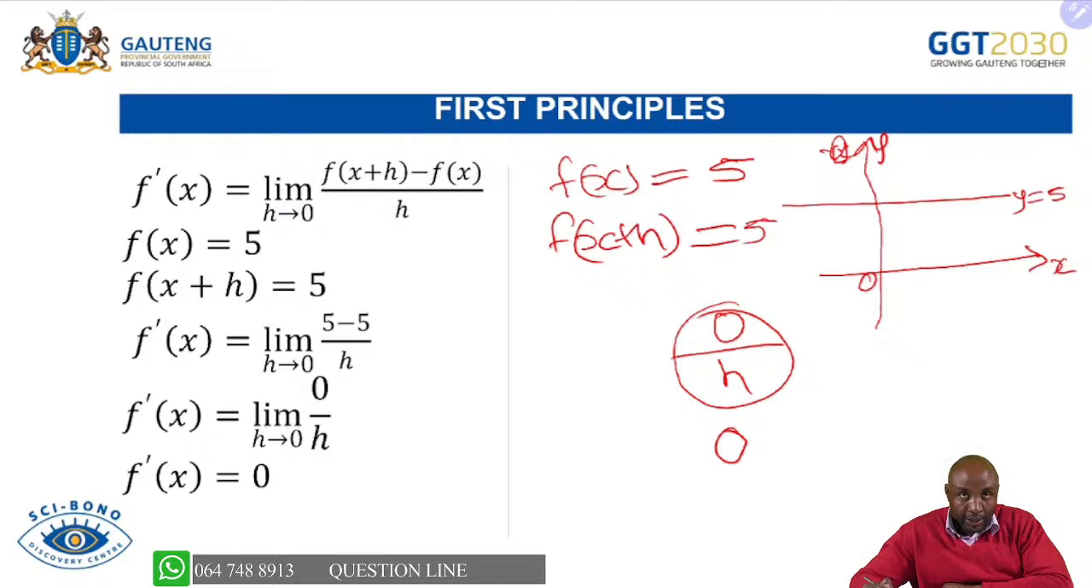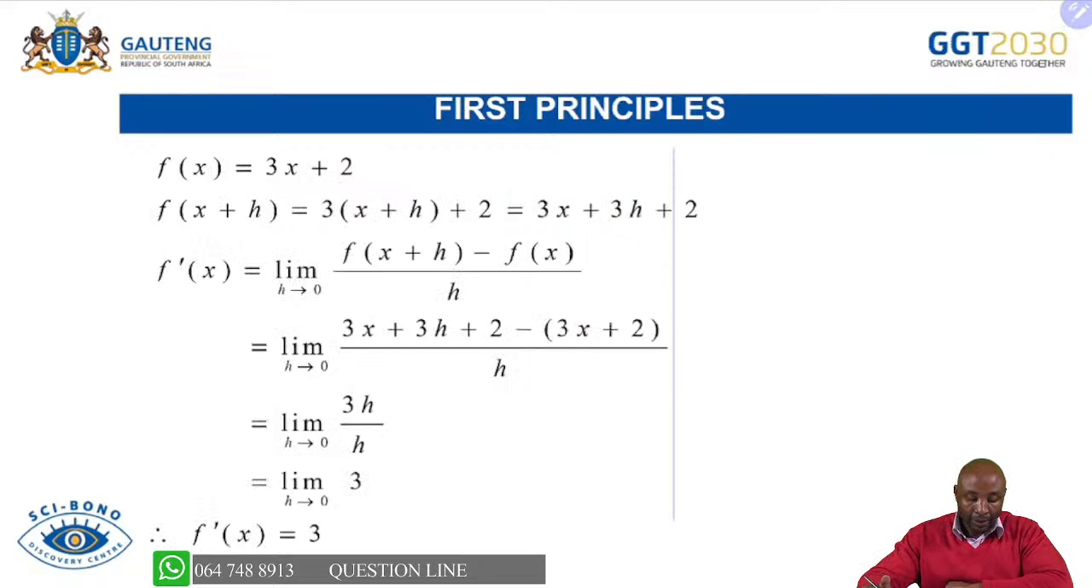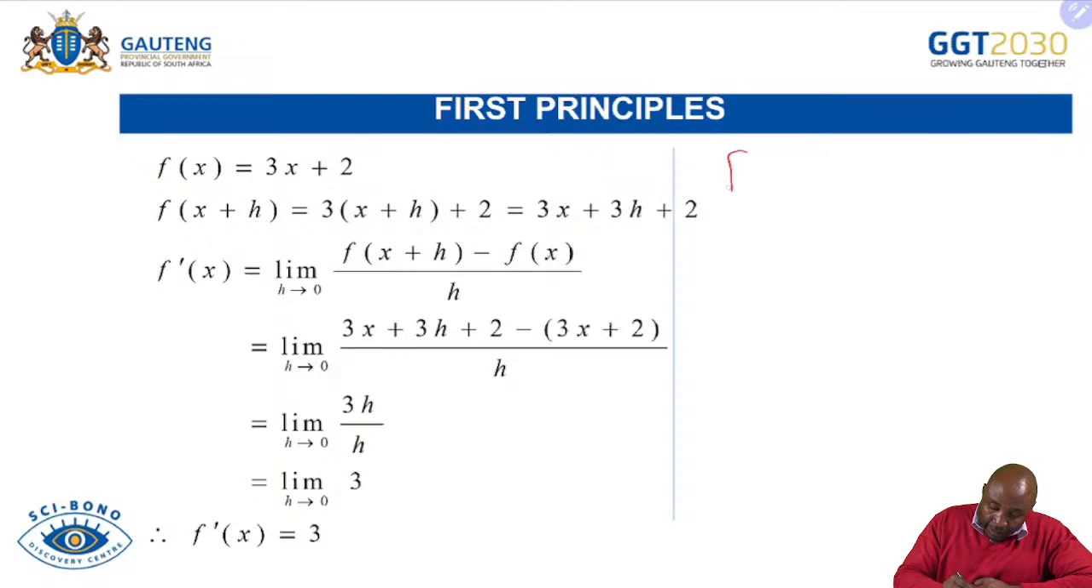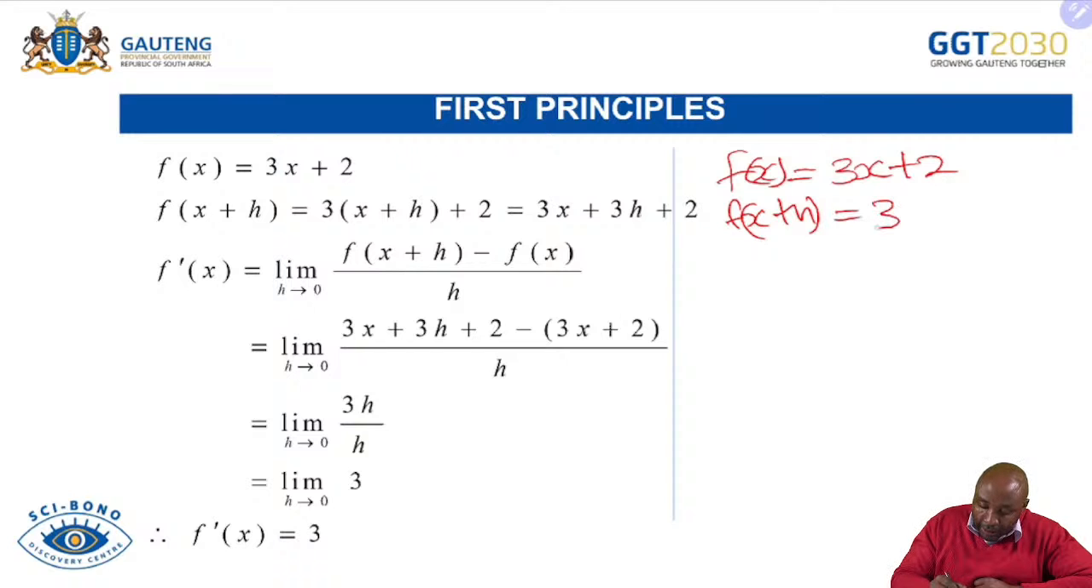Let's look at another type of a function where we should use first principles to find the derivative. We have our f of x as 3x plus 2. We evaluate our f of x plus h and we get this as 3 times x plus h, plus 2.